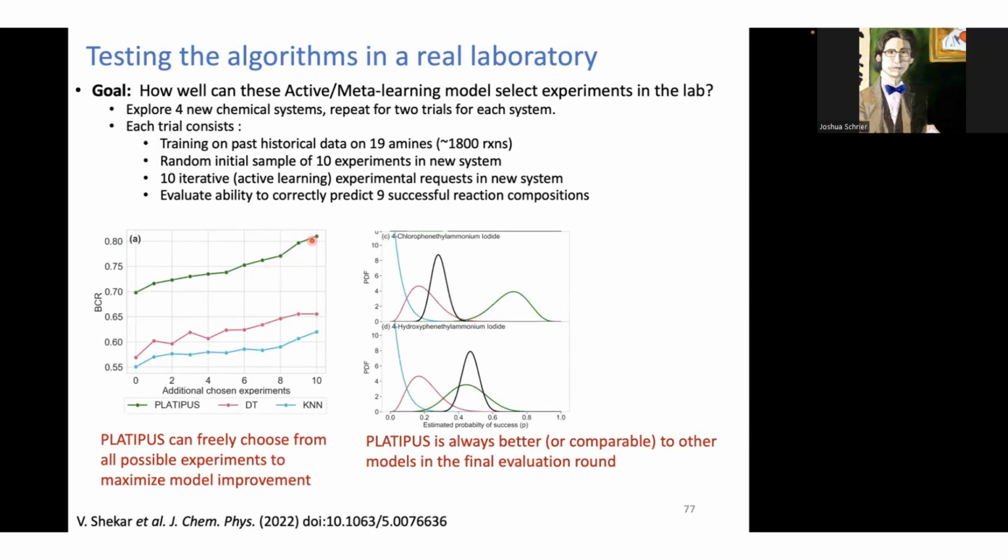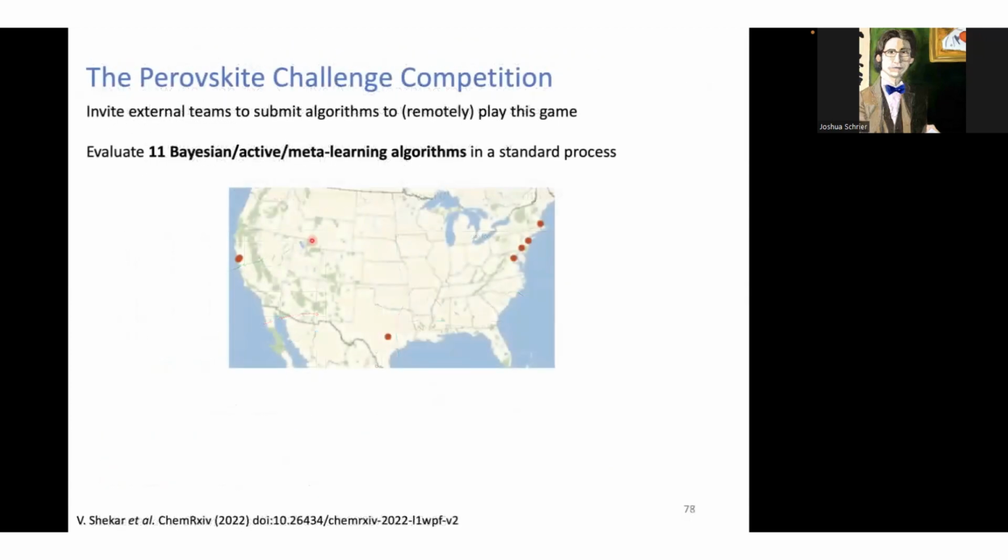But then we said, we've had so much fun in this project, why don't we open it up to other people as well? So we ran essentially a bake-off competition. We called it the Perovskite Challenge. We invited external teams to submit their algorithms and essentially drive the robots by remote control.